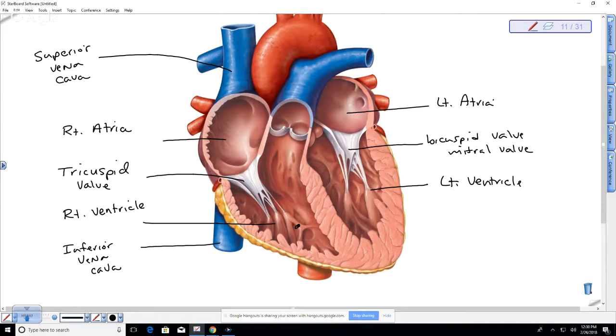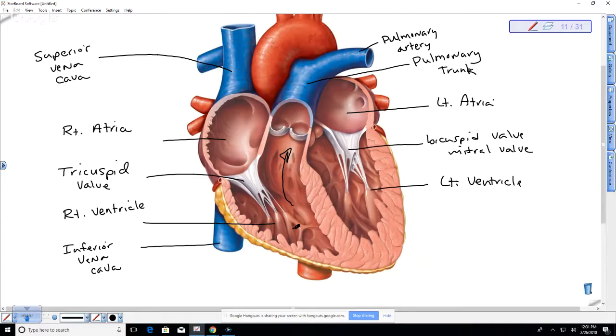Okay, so let's start here with the right ventricle. So the right ventricle is going to need to pump the blood up and out of the heart. And you'll notice that this right here is the beginning of what we call the pulmonary trunk. And it is going to branch into what we call pulmonary arteries. So this is a pulmonary artery.